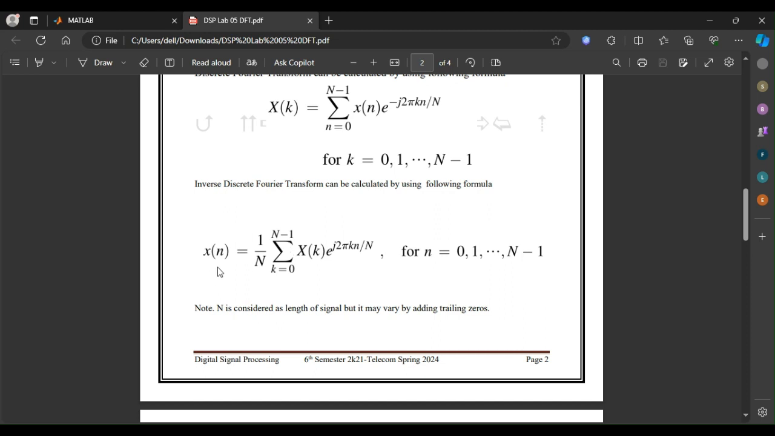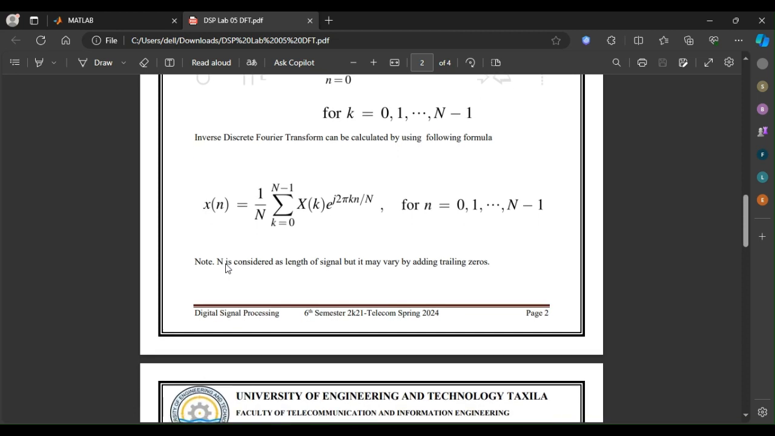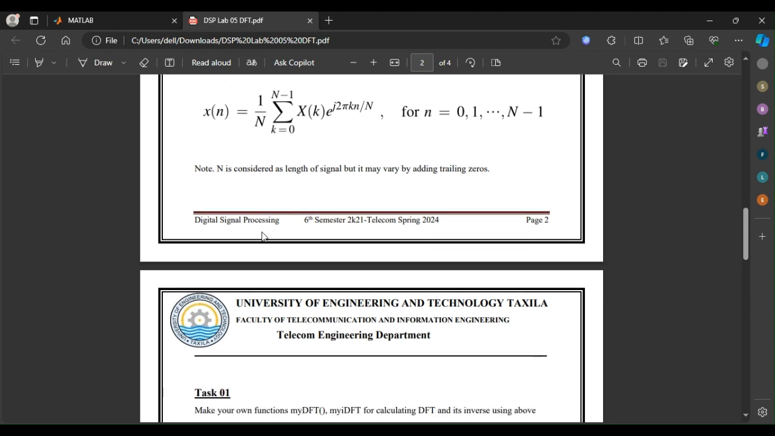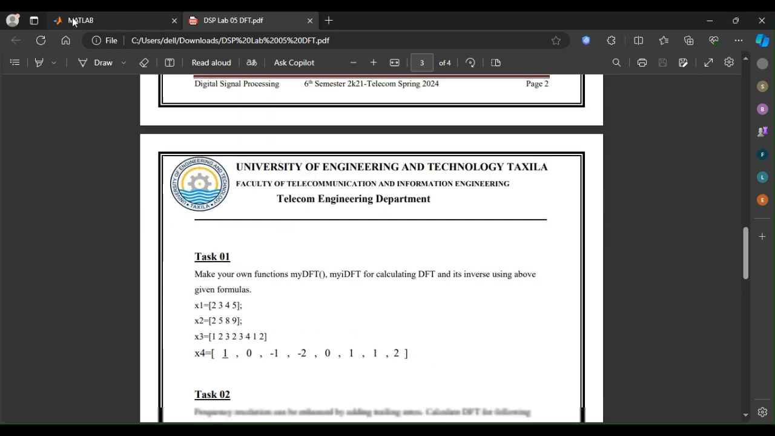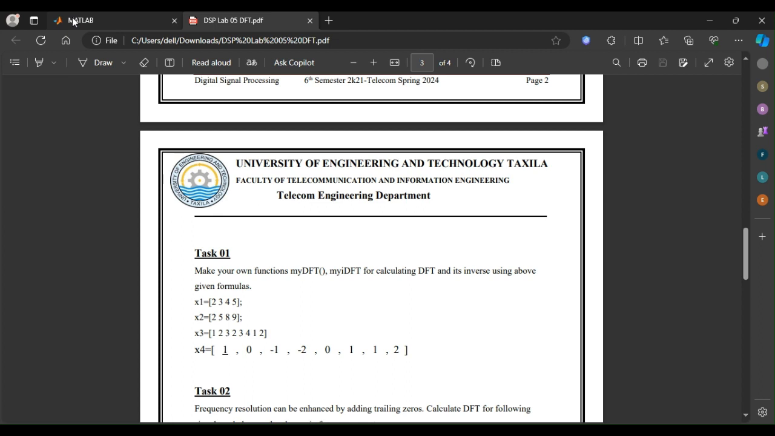Then we have the formula of the inverse discrete Fourier transform, that is 1 over N summation of X of k e raised to the power j 2 pi k n over capital N, where this N is considered as the length of the signal, but it may vary by adding trailing zeros. So moving to our task one of today's lab, that is make your own functions myDFT and myIDFT for calculating the discrete Fourier transform and its inverse using the above given formulas.